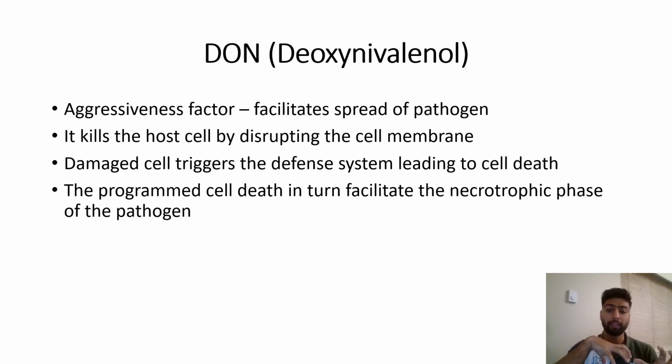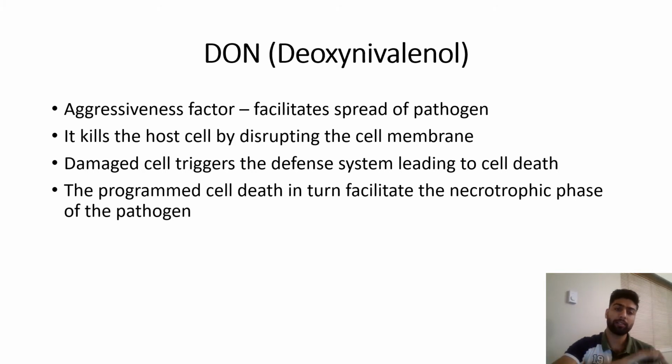So DON is basically the first thing that invades the cell, disrupts the cell membrane, kills the cell, and then it is followed by the mycelia of the fungus. So it's an aggressiveness factor. The more DON, the more aggressive the pathogen is, and the more the disease will spread.